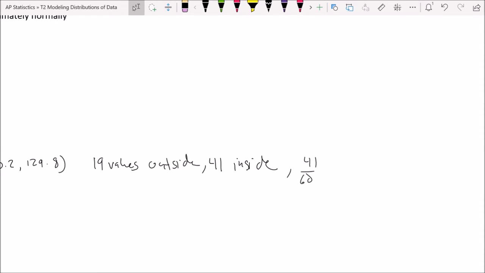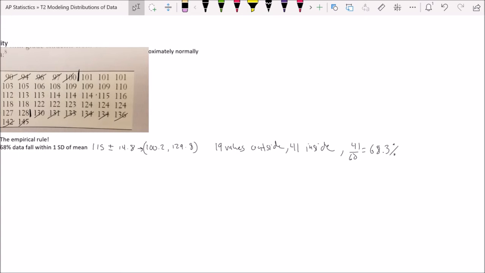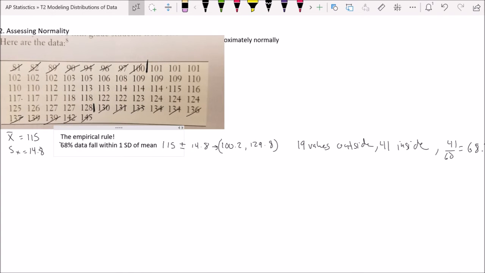Holy moly. So y'all, that's as good as it gets, okay? We were expecting that about 68% of the data would fall in that range, and we got 68.3. So right now, what we would say is that is evidence in favor of it being approximately normally distributed. However, we're not done yet.